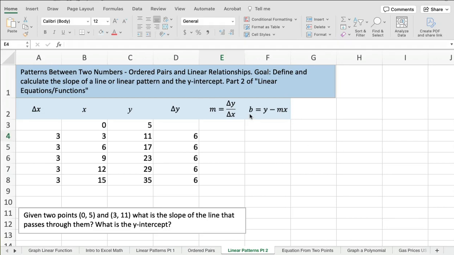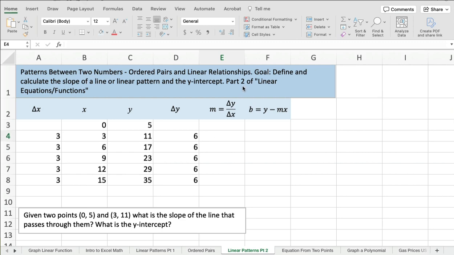We're going to continue our series on patterns between two numbers, ordered pairs, and linear relationships. Our goal today is to define and calculate two things from a line, something called the slope and something called the y-intercept. Those are two features that most lines have. There are a few exceptions, but we're not going to talk about those exceptions today.